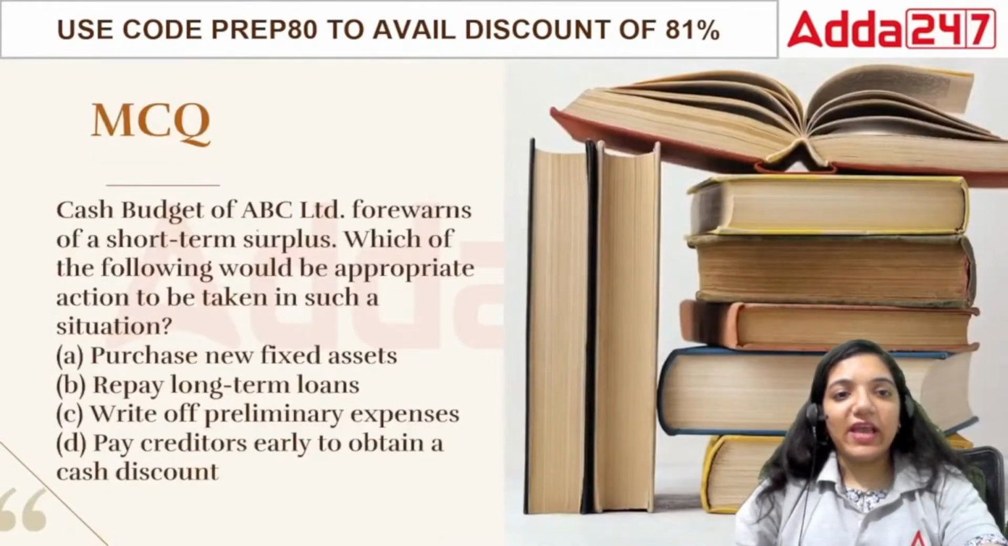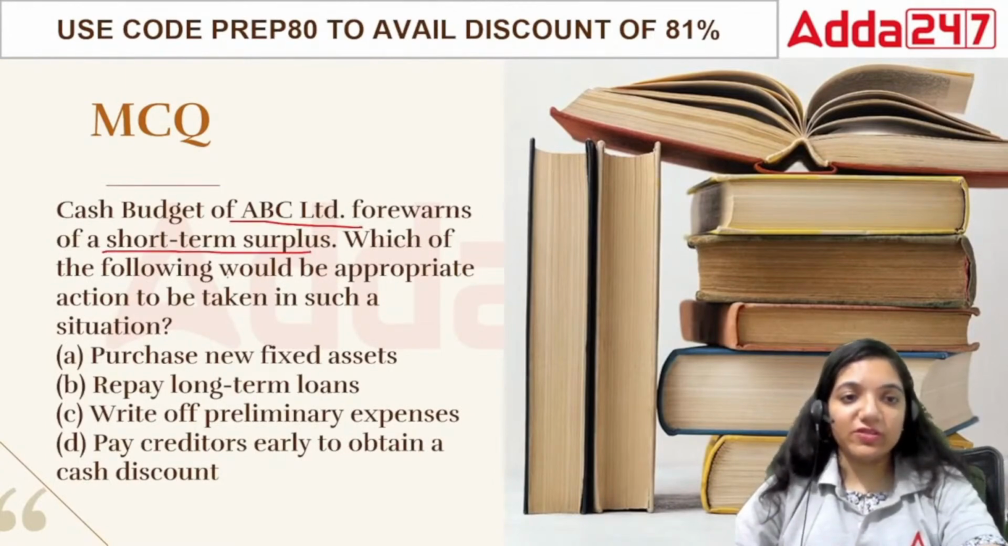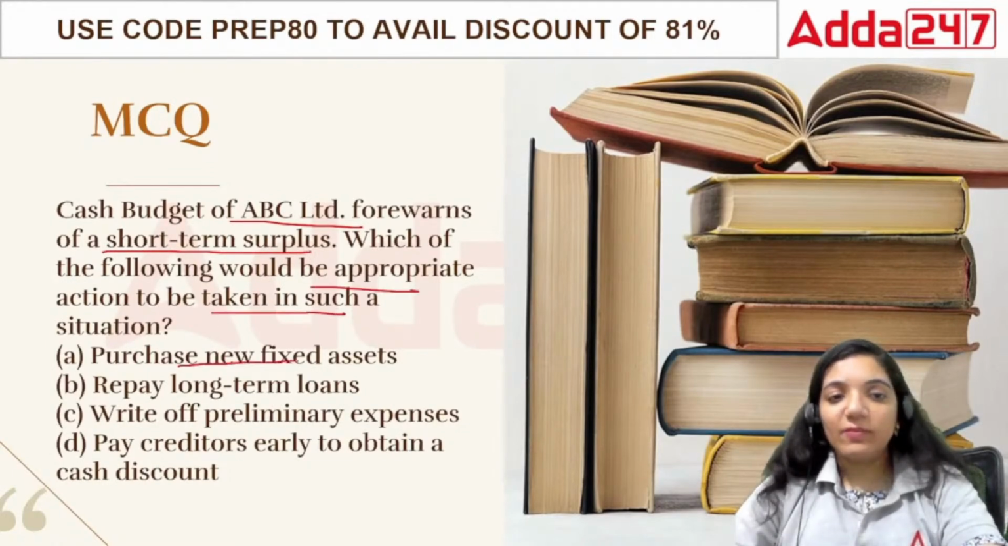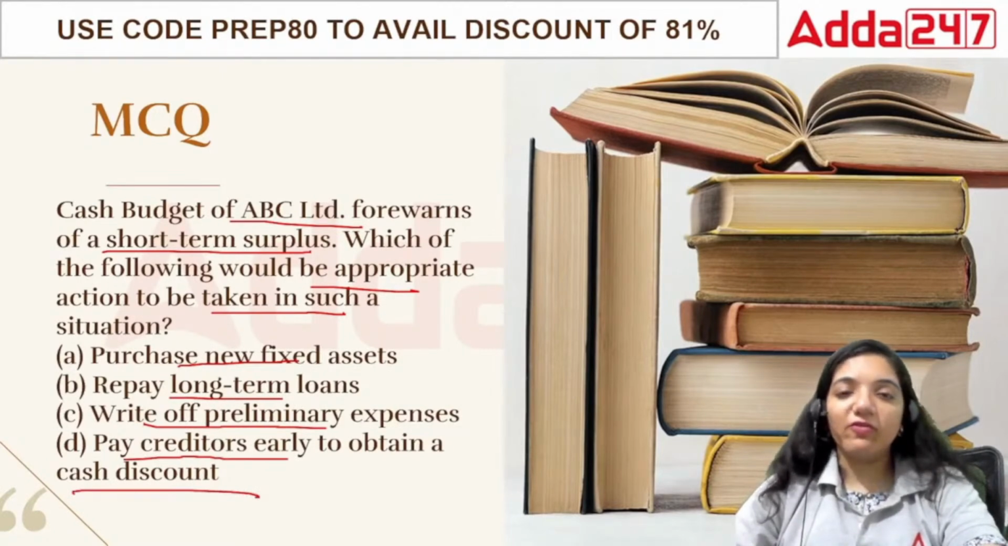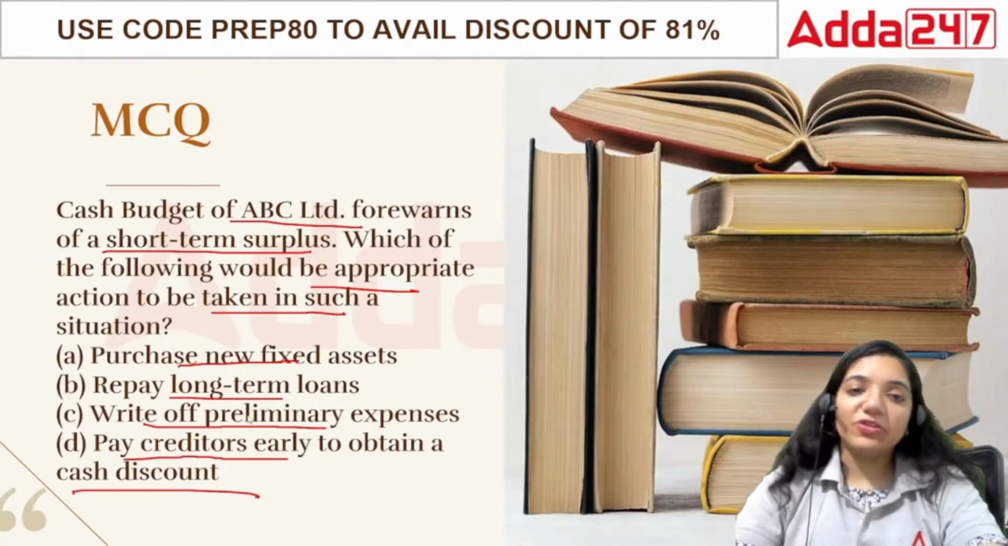Last question. Cash budget of ABC shows a short-term surplus. Which of the following would be appropriate to take action in such a case? Purchase new fixed assets, repay the long-term loan, write off preliminary expense, or pay creditors early to obtain cash discount. Cash budget is a day-to-day budget, not a long-term budget.